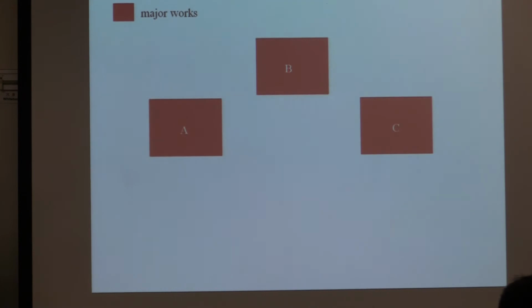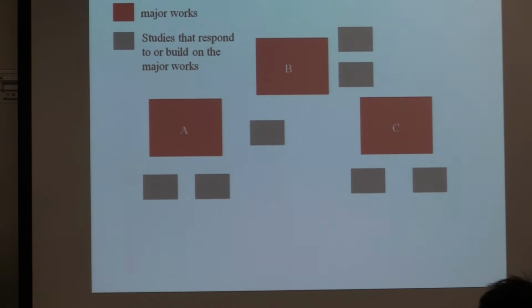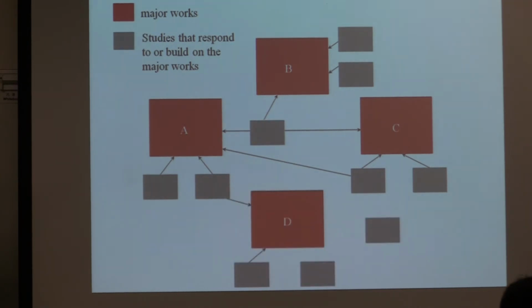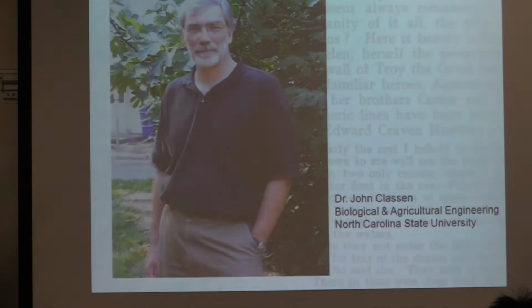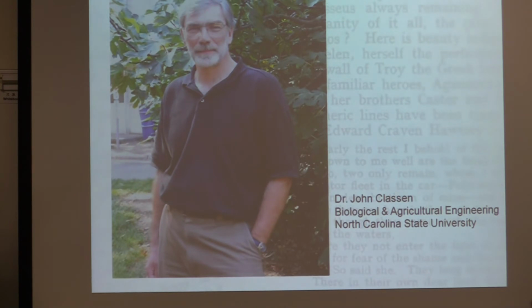Visually, the literature might look like this. Often there are major works that have been written on a topic, and then other later works that build on them. These later works tend to be extending or responding to the original papers in some way. Basically, the literature is a continuously evolving network of scholarly works that interact with each other. As you do your own research, you'll begin to understand the relationships in this evolving web and how your own ideas connect to it. I'm John Klass, an Associate Professor of Biological and Agricultural Engineering at North Carolina State University.